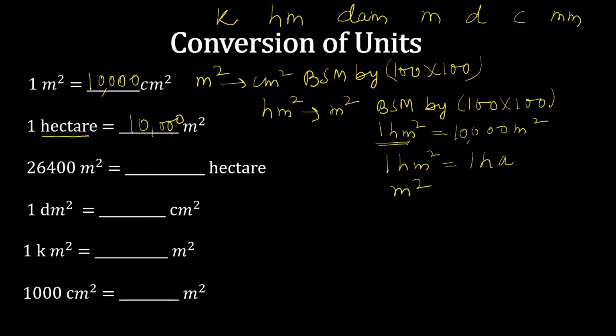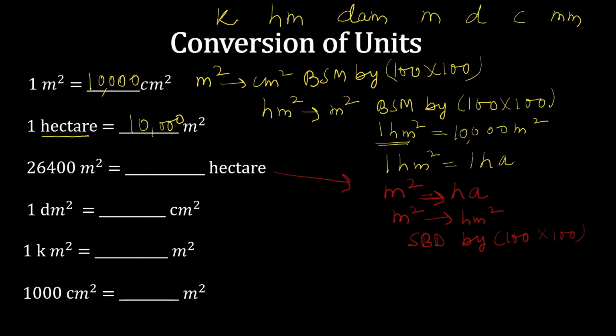Now let us see 26,400 meter square to hectare. So actually we have to convert meter square to hectometer. Instead of hectare, first you just take hectometer. So you have to convert meter square to hectometer. Now meter square to hectometer is an SBD, small to big divide. So meter to decameter, decameter to hectometer. So you will divide by 100, and because it is a square unit, you will divide by 100 into 100.